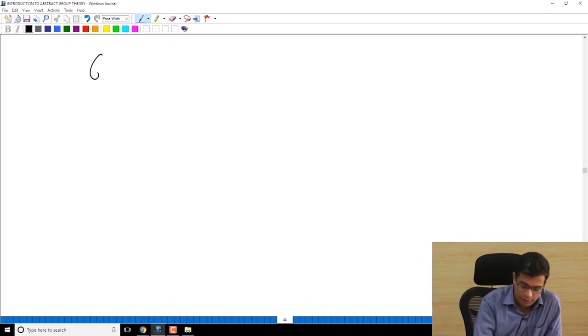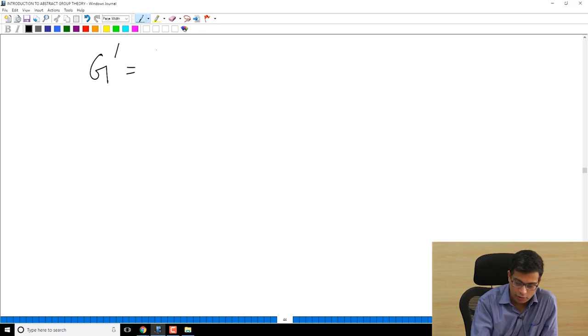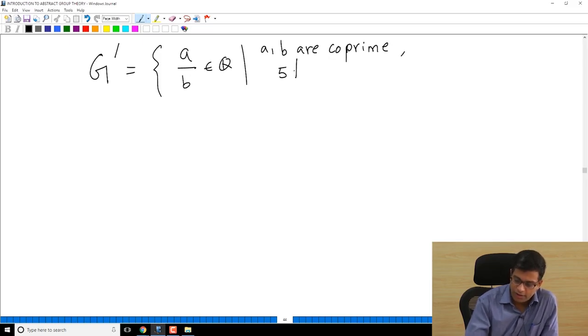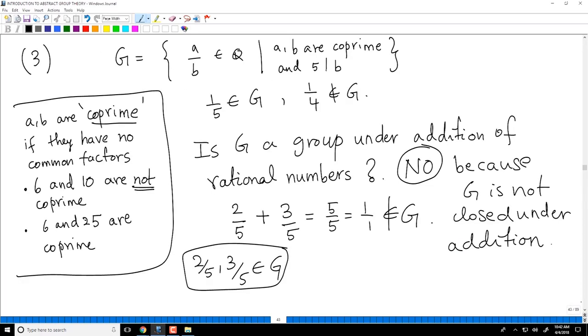Now, let me modify this. Let me take G prime. I use this G dash to denote a different set now. This is all rational numbers a by b, where again a and b are coprime, so the rational number is in reduced form. But unlike in the previous example, now I demand that 5 does not divide b. By the way, when I write this symbol, it means 5 divides b, so b is divisible by 5.